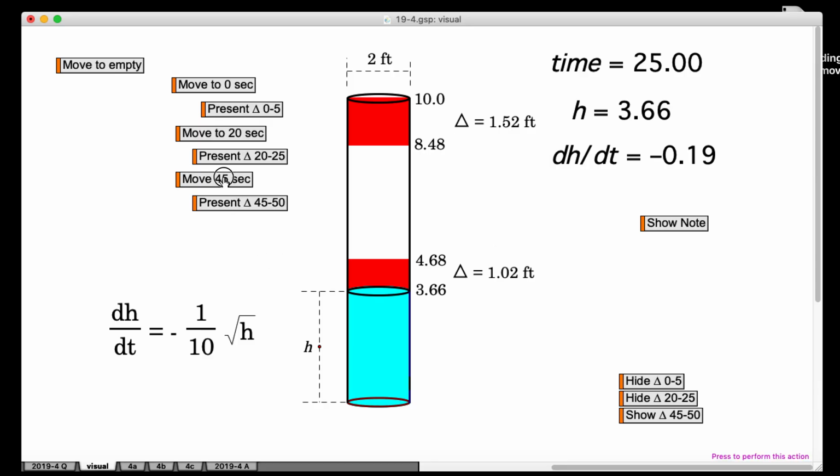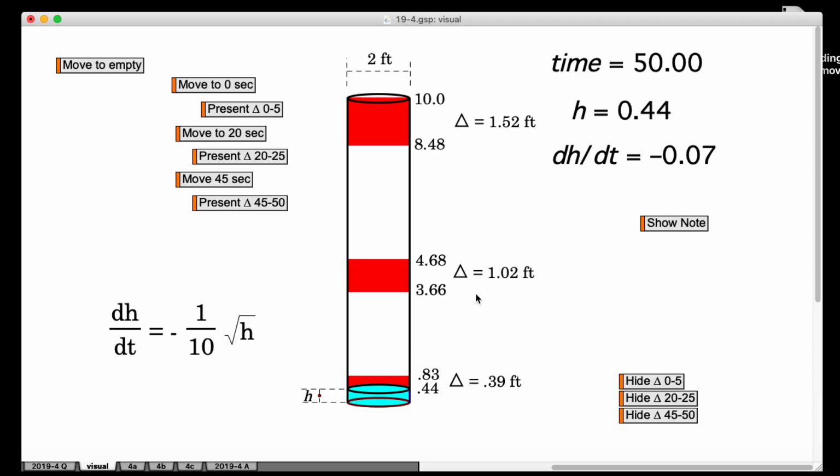And then if we go from 45 seconds to 50 seconds, a change of 5 seconds, you'll see that the height changes much less now. So that's what it means, the rate of change of the height. This is constantly happening every second, it's slowing down, but in 5-second intervals you can definitely see the chunks of change in the height of this tank. So now let's see if we can answer some of the questions.